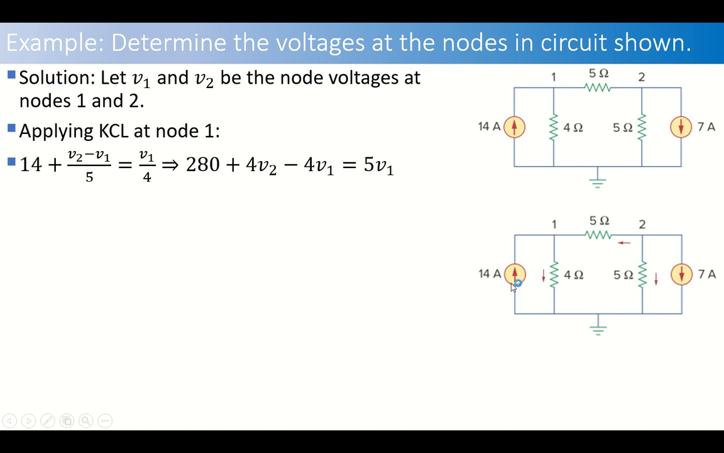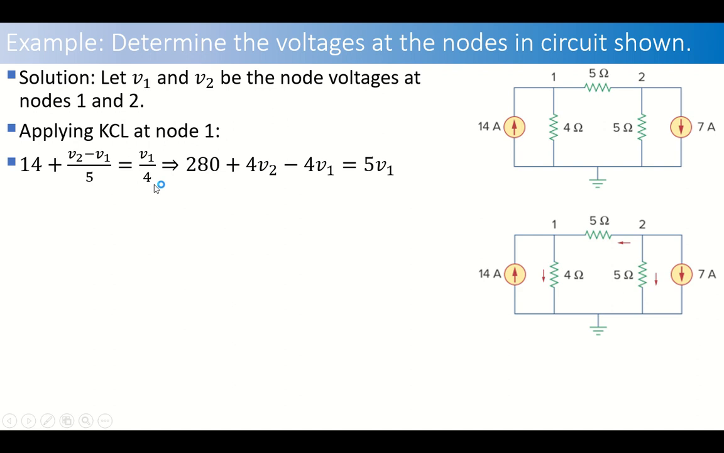So the current in this branch is 14 plus the incoming current in the 5 ohm resistance, because again we can use Ohm's law. The current is voltage divided by resistance. So this will be (V2 minus V1) divided by 5. That is the starting potential minus the ending potential, divided by resistance. That should be equal to the sum of the outgoing currents. Since there is only one outgoing current, that is the current in the 4 ohm resistance, which will be (V1 minus 0) divided by 4, or V1 divided by 4.